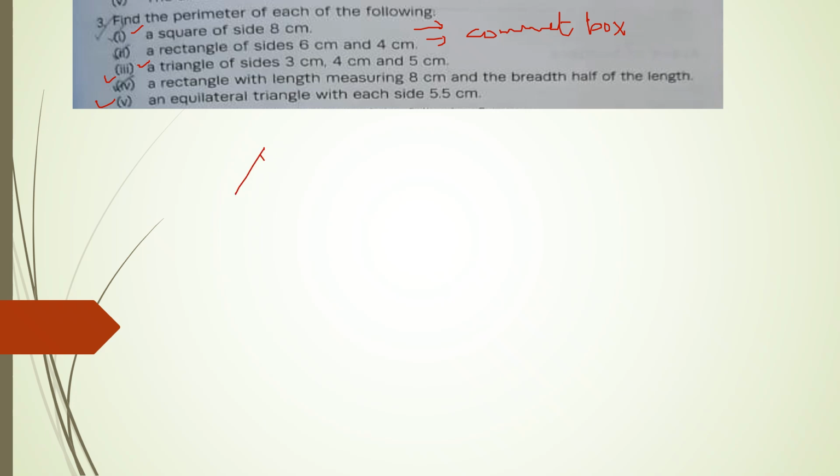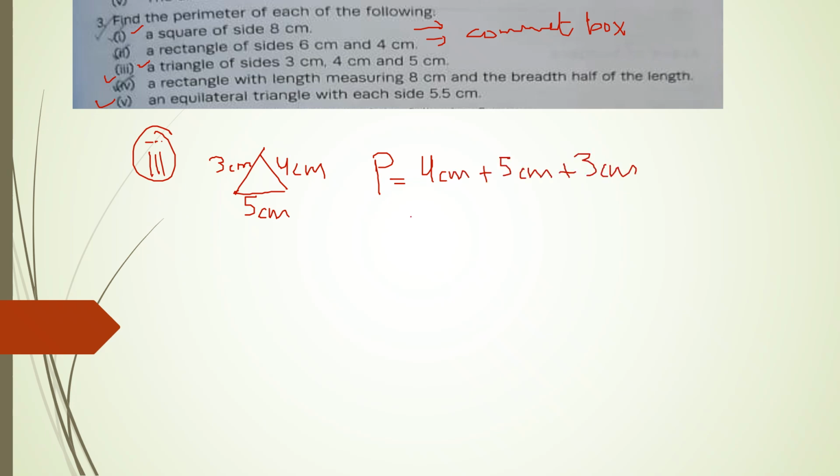A triangle has side lengths, even this is simple, 3 centimeter, 4 centimeter, and 5 centimeter. These are the lengths of the triangle. Now you have to find the perimeter. Perimeter is the boundary length. That means you have to add the lengths of the boundary, that is 4 cm, 5 cm, and 3 cm, which will give you 5 plus 4 is 9, 9 plus 3 is 12. So the perimeter is 12 centimeter.